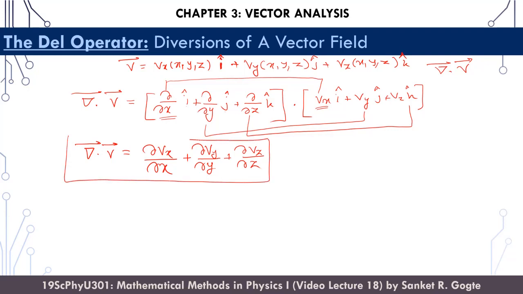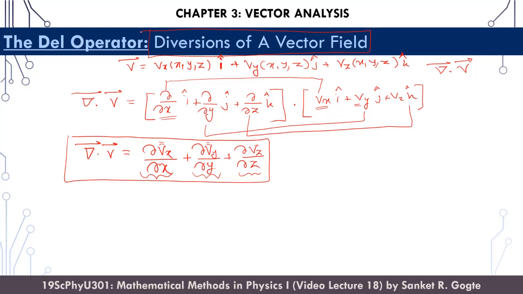So you can see that since vx, vy and vz are three scalar fields associated with the vector field v, this first partial differential is a scalar quantity. This is also a scalar quantity, and this is also a scalar quantity, which are added together. And therefore, this operation is now a scalar, and it is called the divergence of the vector field. So divergence of a vector field is always a scalar field.